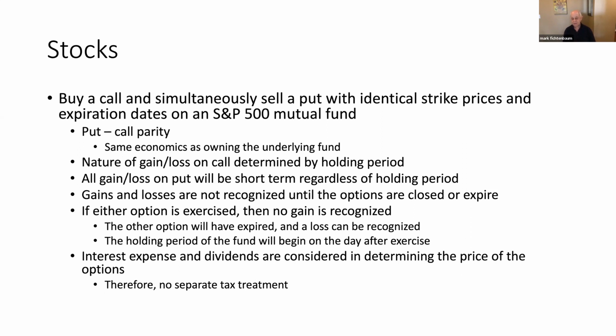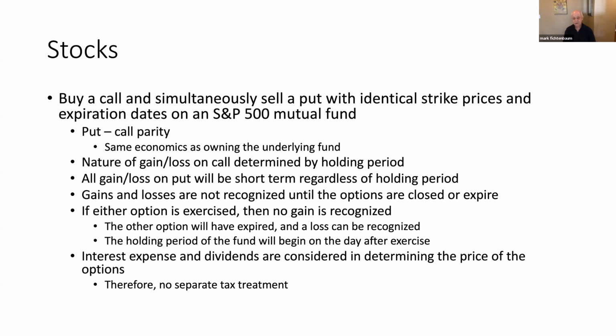An S&P 500 mutual fund is a corporation. So we're going to have options on a corporation. Those options are covered under Section 1234. And under Section 1234, the nature of the gain or loss on the call is going to be determined by the holding period. Why? Because we own the call. So if we own a call and the holding period is more than 1 year, we get long-term gain. If it's less than 1 year, we get short-term gain.